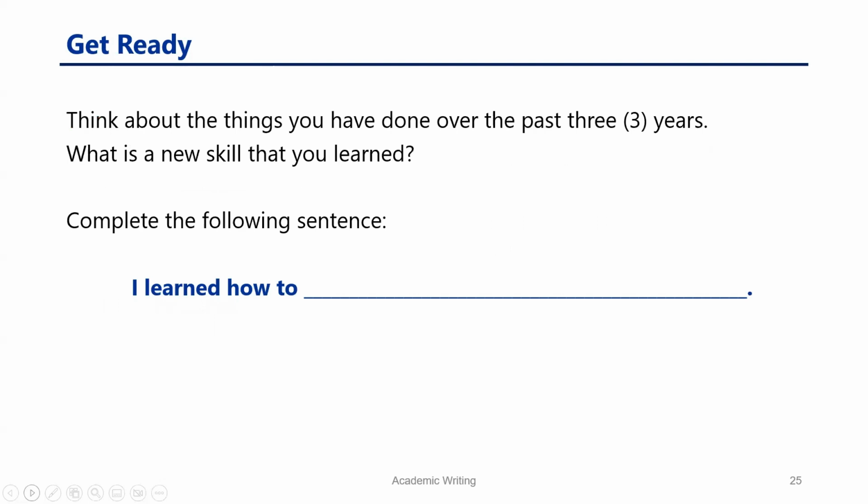So the first part of this assignment involves thinking. Think about the things you've done over the past 3 years. What is a new skill that you learned? Remember our definition of skill. It's something that you can do. Then complete the following sentence. I learned how to, whatever.